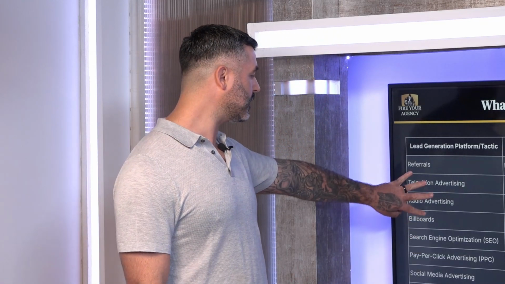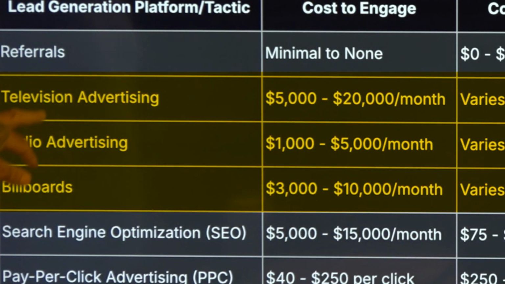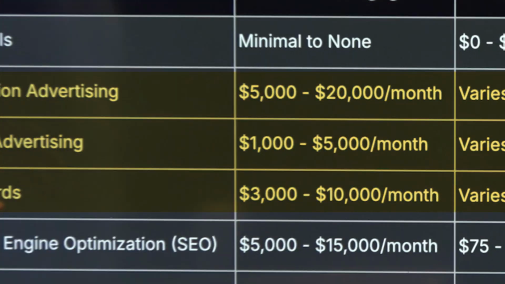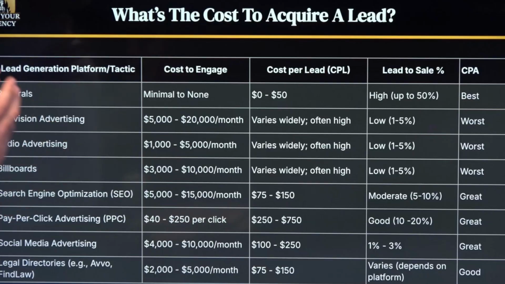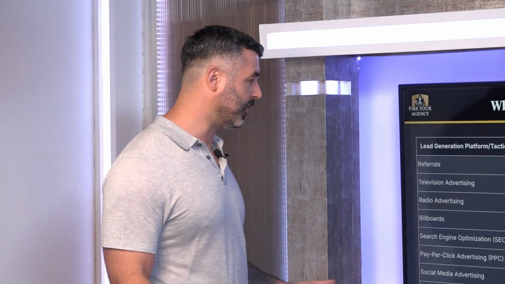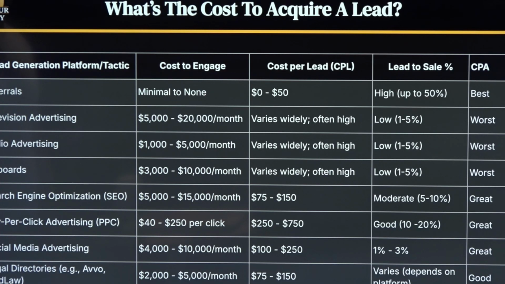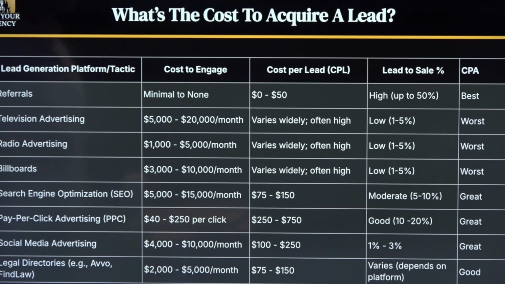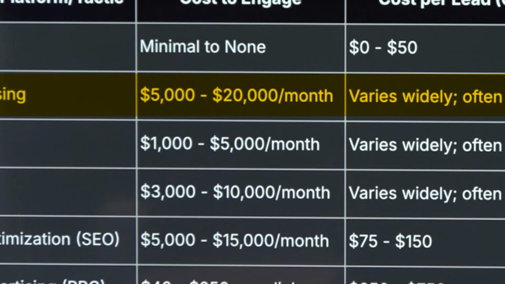Now, the next three things here are what we call out-of-home advertising, OOH: television, radio, billboards. Extremely expensive. The cost to engage in any of these vastly is going to depend on your market. So again, keep in mind this chart is not going to be 100% accurate, but it's based on data that we've collected and the research that we've done. We have clients that are doing all these, and we've spoken to plenty of out-of-home advertising providers about costs. We're in Miami, Florida, so the cost for this is much higher than if you're in Boise, Idaho. But TV is incredibly expensive. You're looking at $5 to $20K a month.